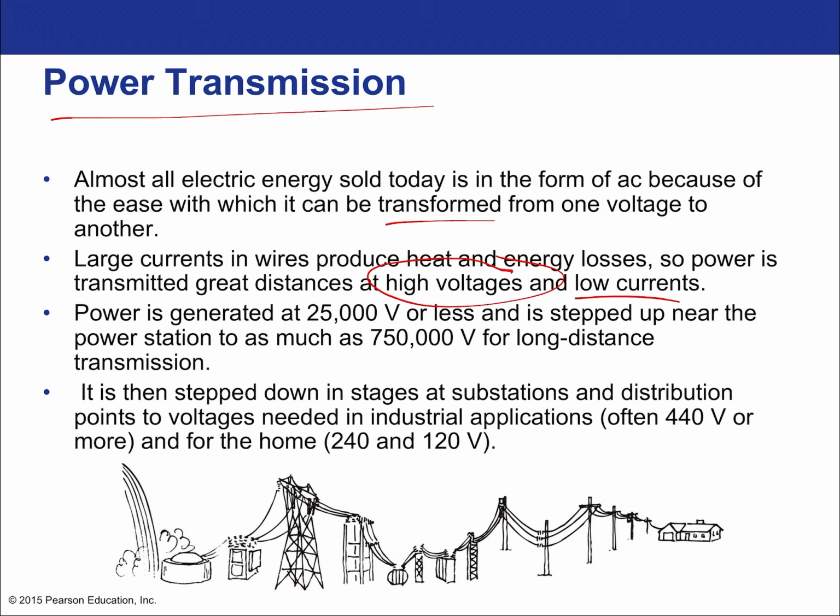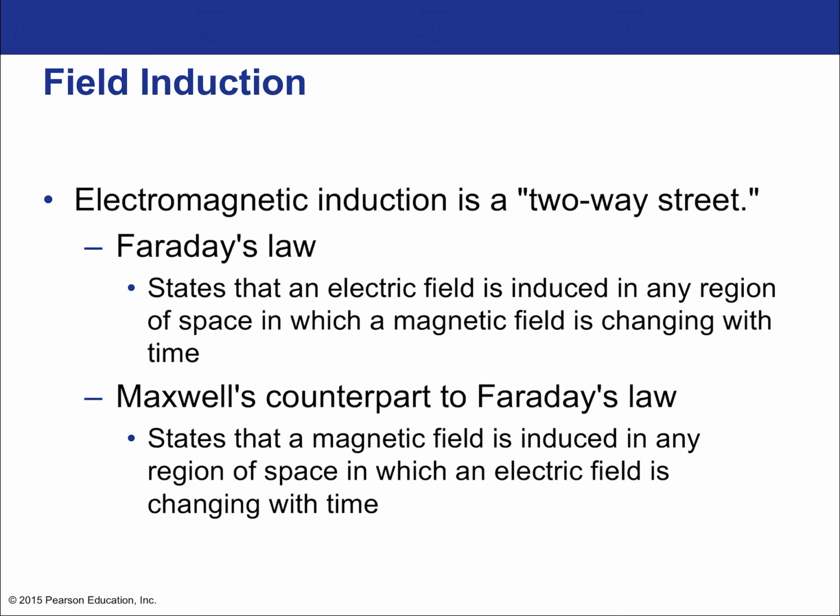Power is generated at 25,000 volts or less, and it's stepped up near the power stations to as high as 750,000 volts. So it's actually stepped way higher than the voltage at the power plant that produced it. That way it can be transmitted over long distances at relatively low power loss. It is then stepped down in stages at substations and distribution points, because that's really high voltage. We obviously have to step it down, and you don't want to step it all down at once because there'd be a lot of inefficiency that way. There still are inefficiencies.